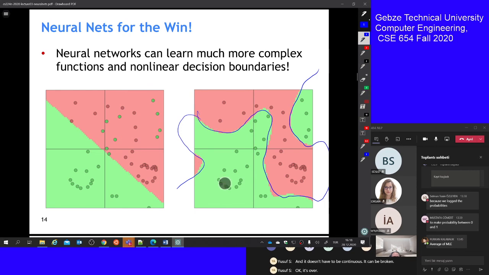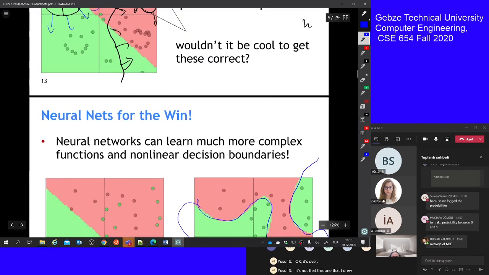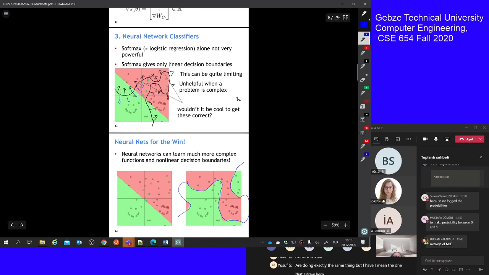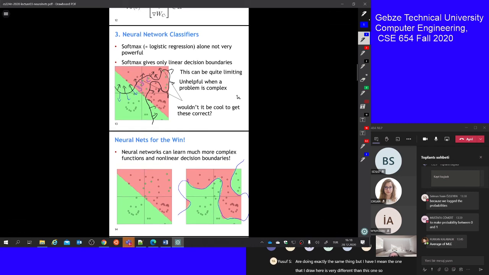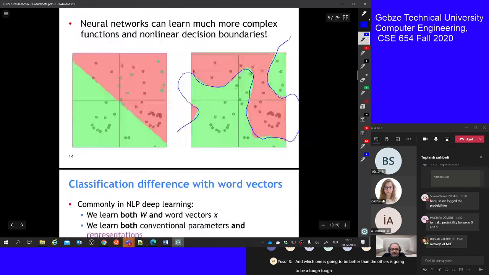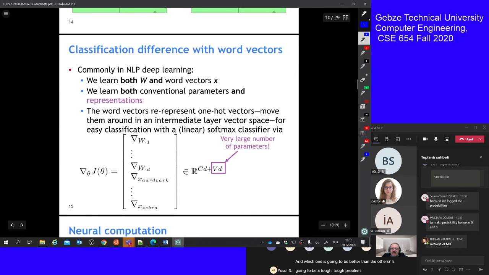Note that this one that I drew and this one are doing exactly the same thing, but the one that I draw here is very different than this one. So we can have different solutions to explain the same data. That's one thing that happens in the machine learning world, and that's not something that we like actually. That means that our solution space is very, very large, and which one is going to be better than the others is going to be a tough problem.